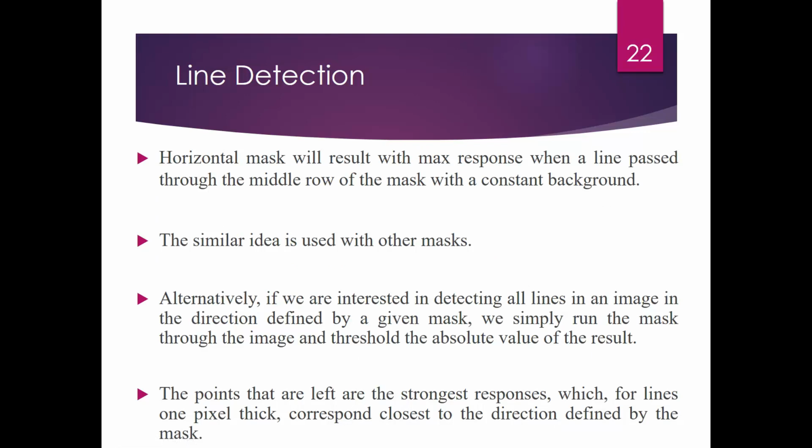So the horizontal mask will result in a maximum response when a line passes through the middle row of the mask with a constant background. The similar idea is used with other masks. Alternatively, if we are interested in detecting all the lines in an image in a direction defined by a given mask, we simply run the mask through the image and threshold the absolute value of the result. The points that are left are the strongest responses, which for lines 1 pixel thick correspond closest to the direction defined by the mask.